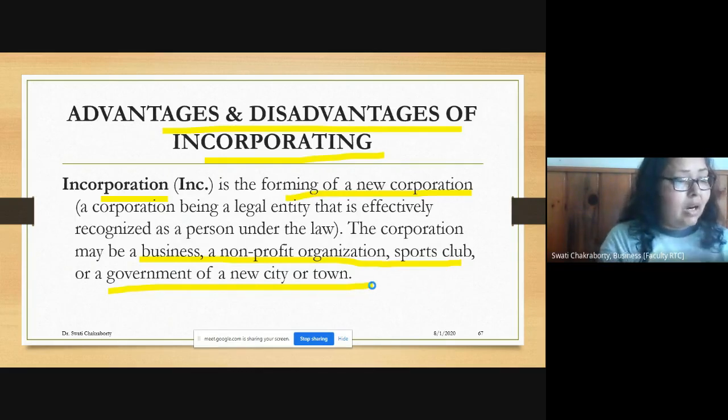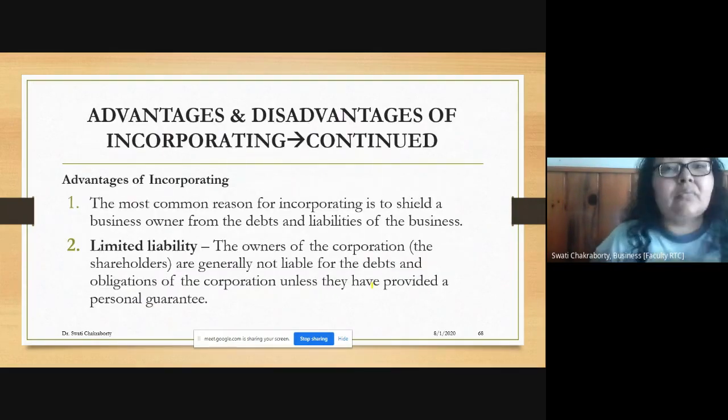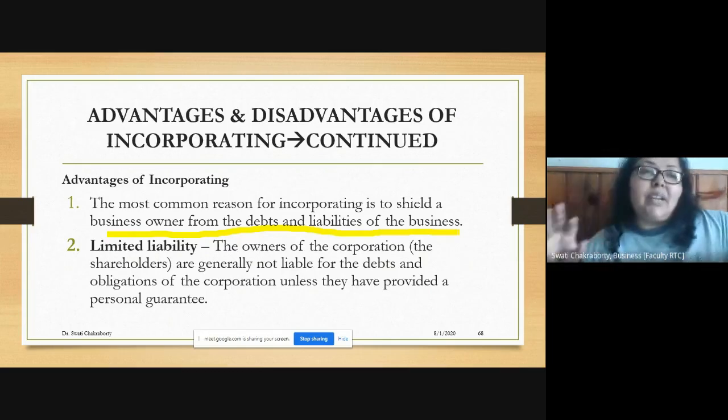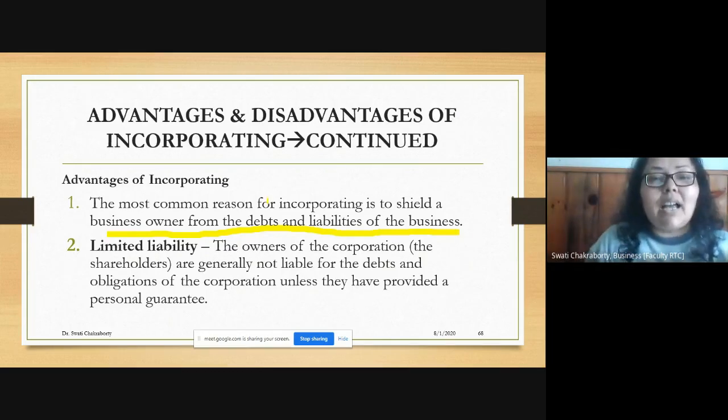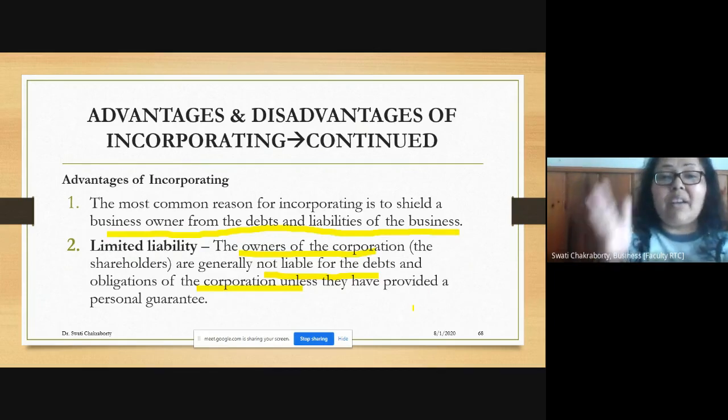So, what are the advantages? The first advantage, as we said, helps a business owner. It protects a business owner from the debts and liabilities of the business, so it's separated, right? Limited liability. The owners are not liable for the debts and obligations of the corporation unless they have provided a personal guarantee.